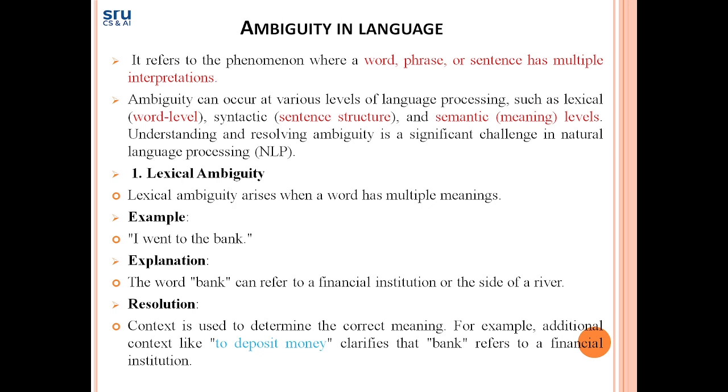Lexical ambiguity, where a word has multiple meanings. If we take an example here, I went to the bank. The explanation is the word bank refers to a financial institution or the side of a river. Resolution: context is used to determine the correct meaning. For example, additional context like to deposit money clarifies that bank refers to a financial institution.